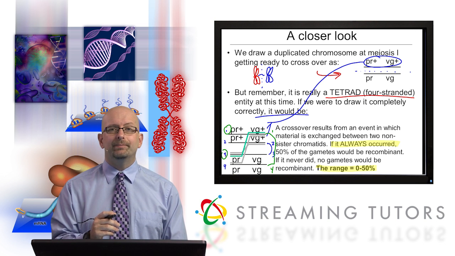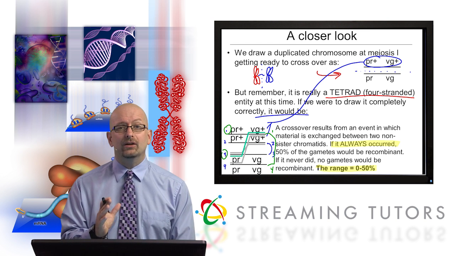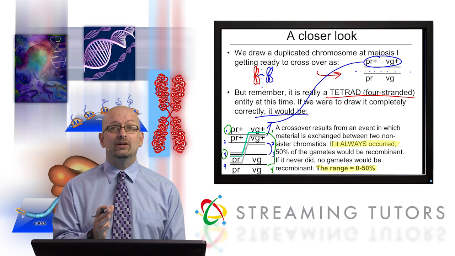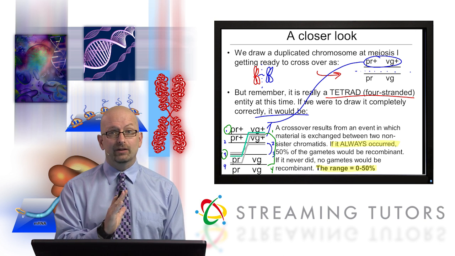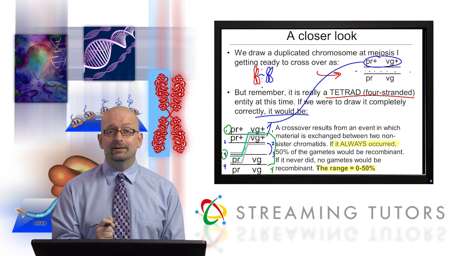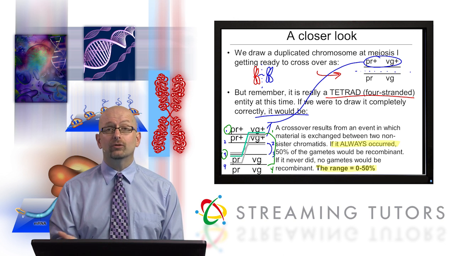I got to tell you that I remember a time when I thought about this for a long time and didn't like coming to terms with it too much. So all I can say is if that's the problem you're having, you're not alone. But think about this. If it always happened, you'll only get 50% recombinant gametes, and therefore, if you're doing a test cross, 50% recombinant offspring.